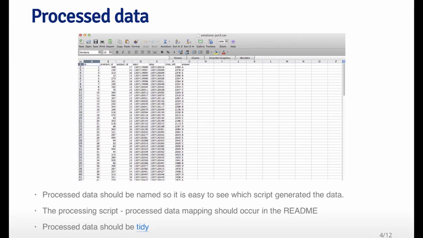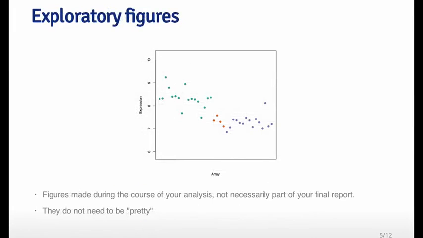The processing script is very important because it shows you how the raw data were mapped to the processed data. In any README file or any sort of documentation, it's important to document what code files were used to transform the raw data into the processed data. And finally, the processed data should be tidy so that you can use them in subsequent modeling or analysis functions.